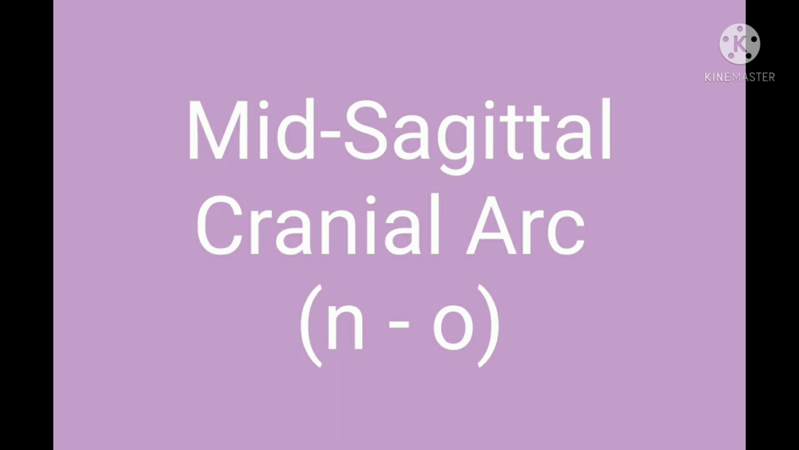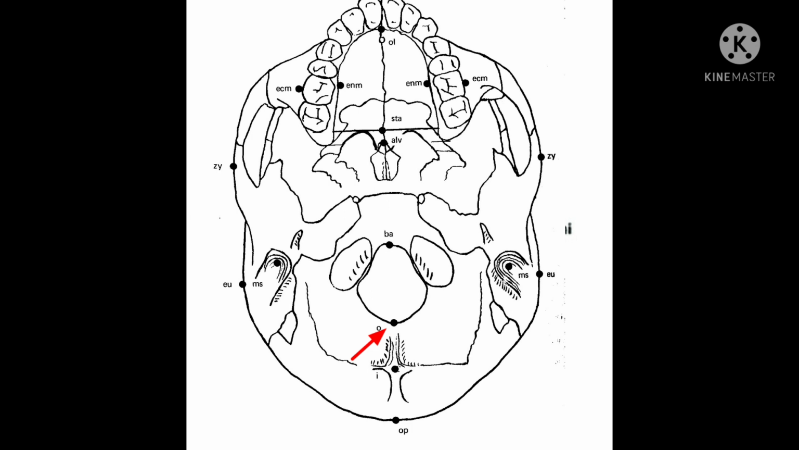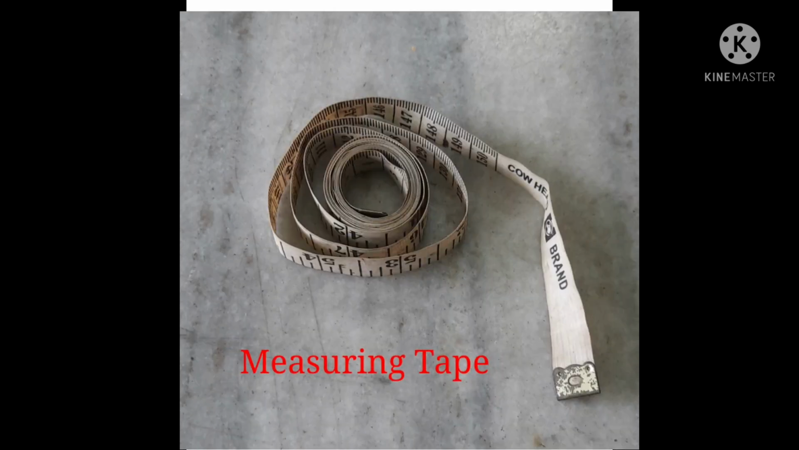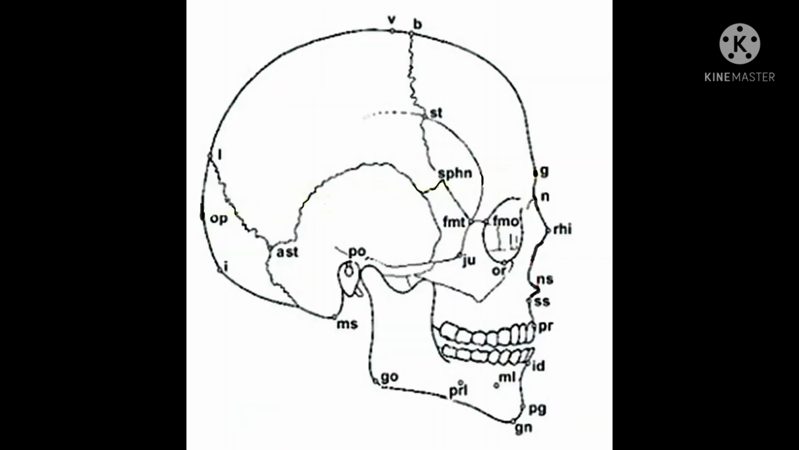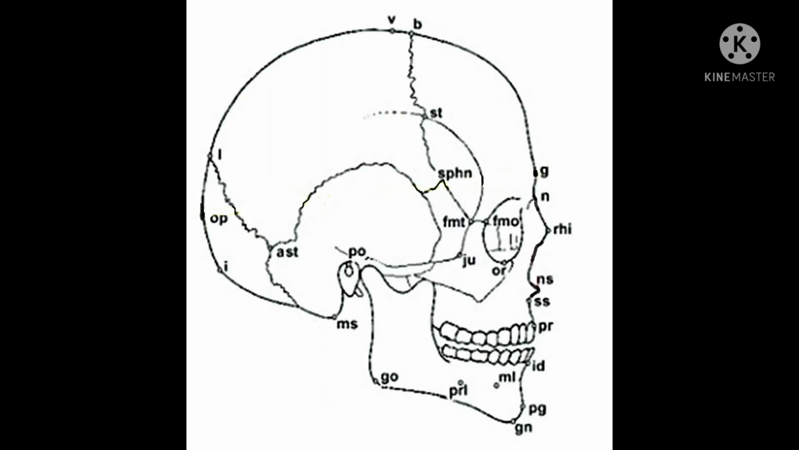Mid-sagittal cranial arc. It measures the arc distance between the nasion and the opisthion. A tape is used for this particular measurement. The measurement is taken in the mid-sagittal plane. From the nasion, the tape is extended to the opisthion over the cranium. So this is the procedure for taking the measurement of the mid-sagittal cranial arc.